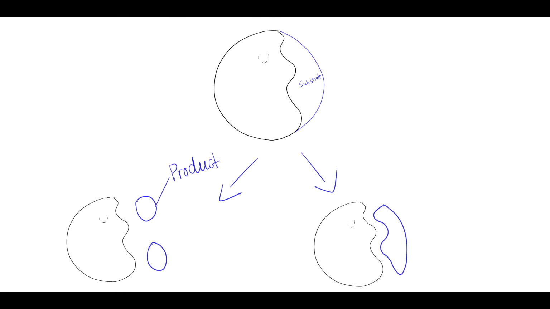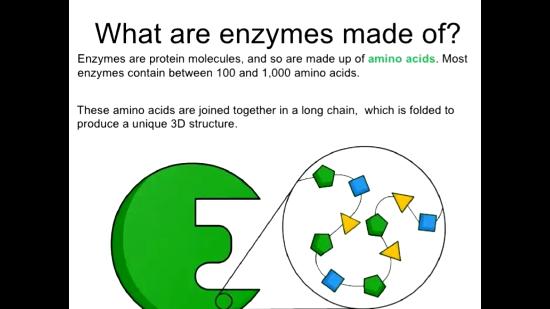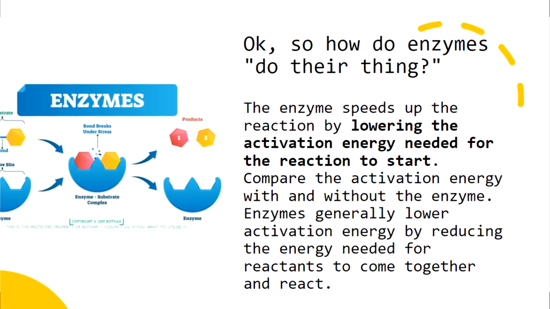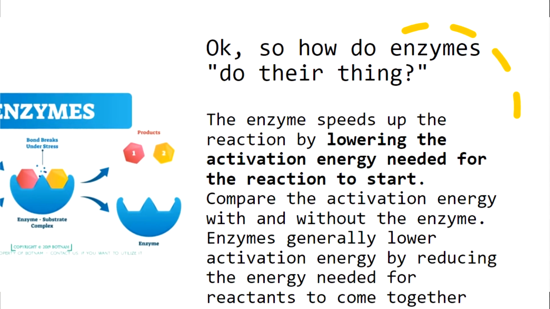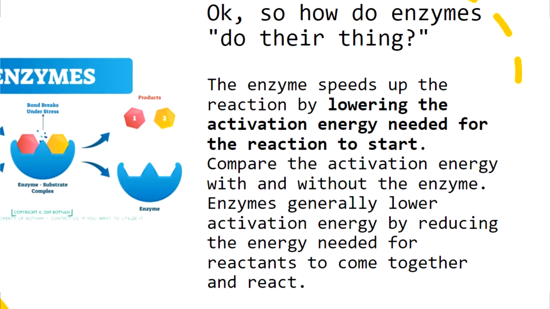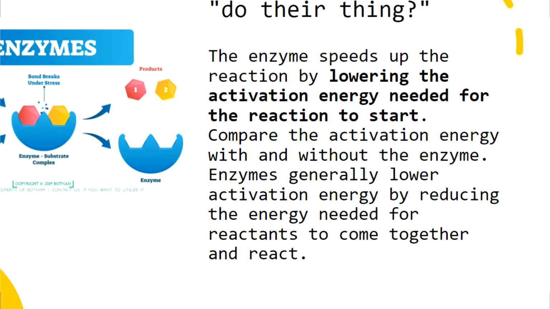And they're made of long chains of amino acids that are held together by peptide bonds. And they speed up the reaction by lowering the activation energy needed for the reaction to start. If you compare the activation energy with or without the enzyme, they generally lower it by reducing the energy needed for reactants to come together and react, basically. And that is about it.